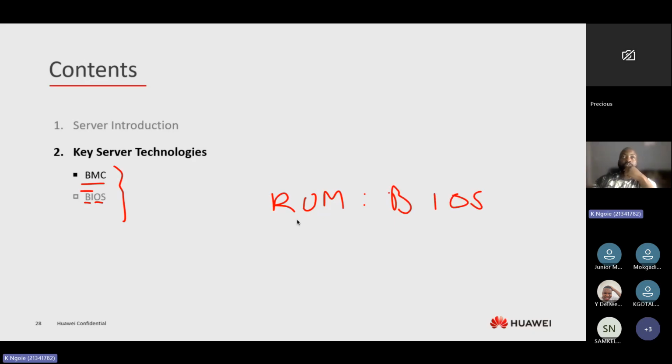So if you switch on your computer, before it can go on, if you hold a key, it can even be F12 or any key, that system that is going to show you there, that's the BIOS.